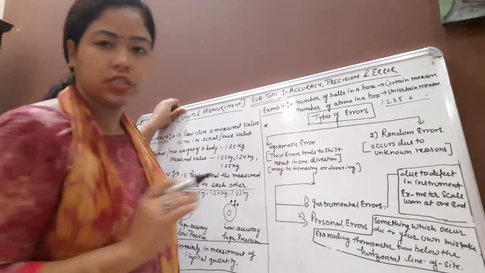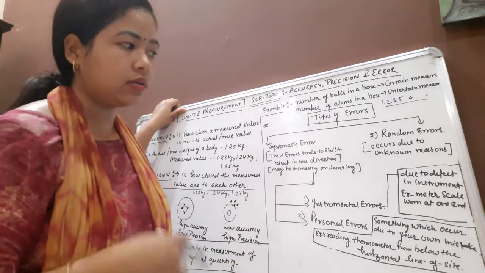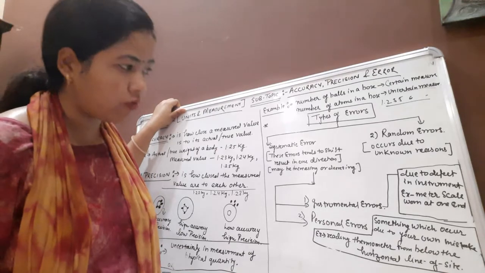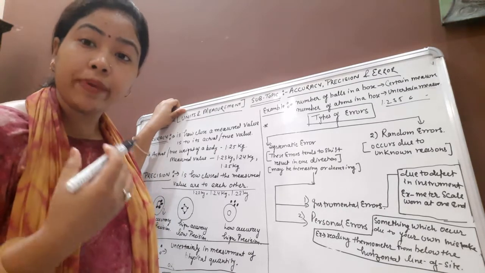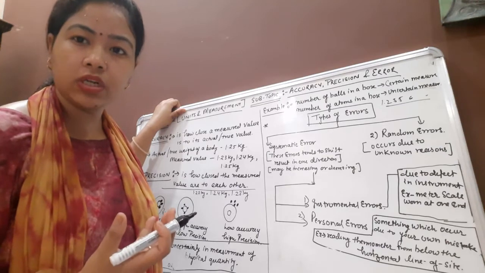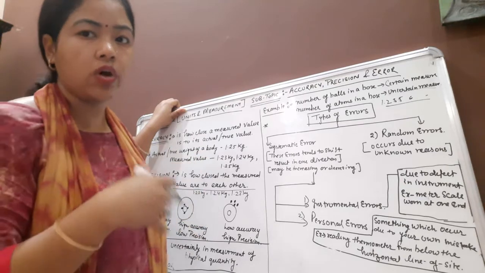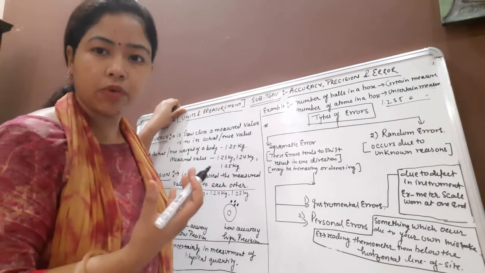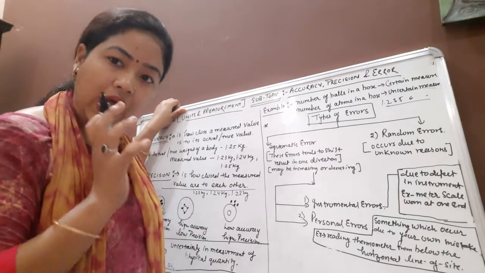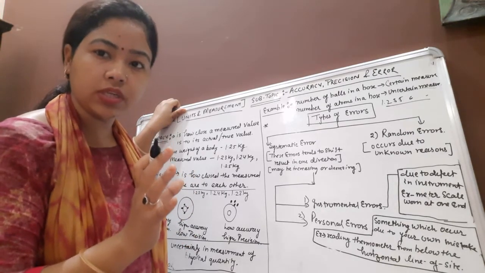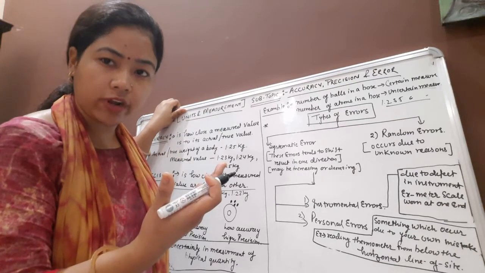The types of the systematic error: in this particular category, we have instrumental error that occurs due to a defect in the instrument. Say you are taking a simple meter scale and after using it repeatedly, that particular meter scale will be worn from one end. Now if we are doing the measurement with the help of that meter scale, what happens? That meter scale will give us a decreased value from the standard value.